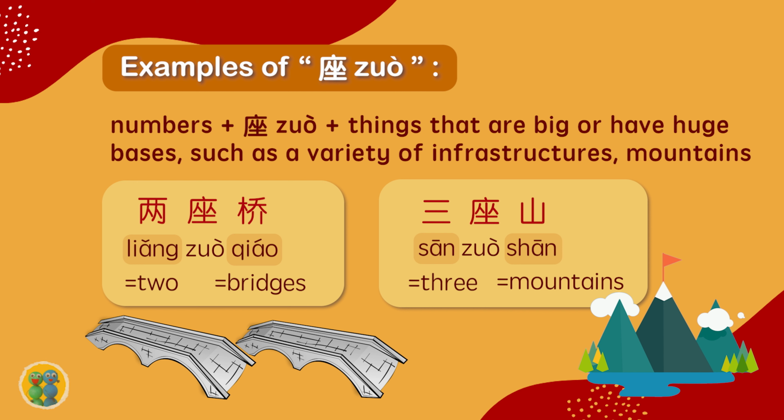They all have one thing in common, which is they are all big and they have huge bases at the bottom. And you can see the examples of 座 here. 两座桥 and 三座山, which are two bridges and three mountains. So you can remember it in this way: 座 is used for things that are big and have bases.